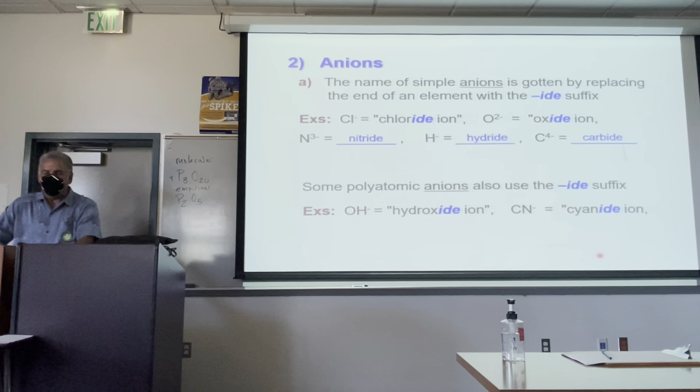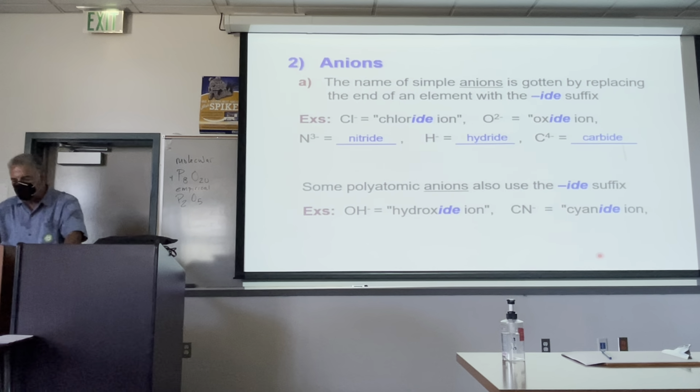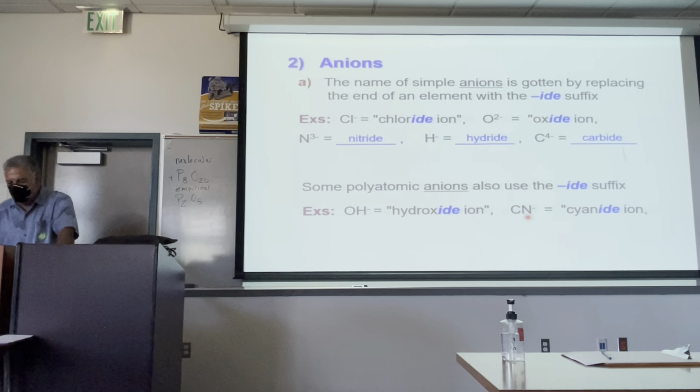Chlorine ion becomes chloride, right? Chlorine to chloride. Oxygen to oxide. Nitrogen to nitride. We did this already. Some polyatomic anions also use the suffix: hydroxide ion, cyanide ion. But we don't call this cyanate, we call it cyanide.